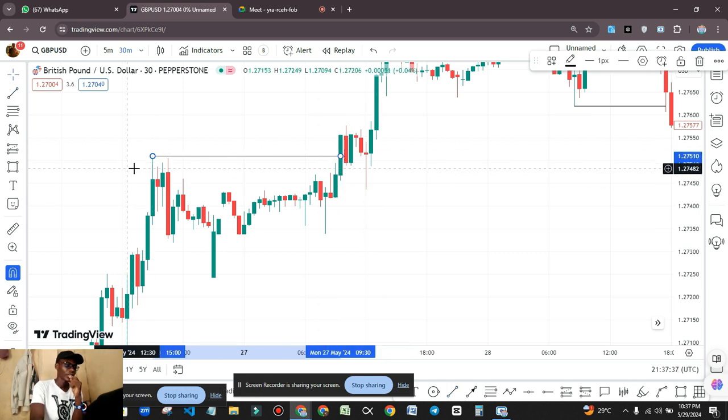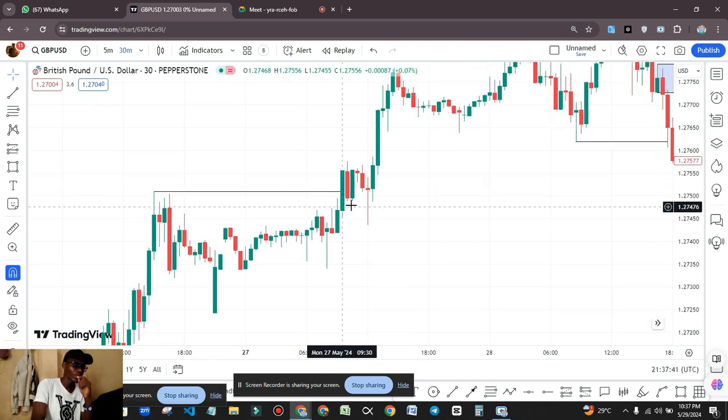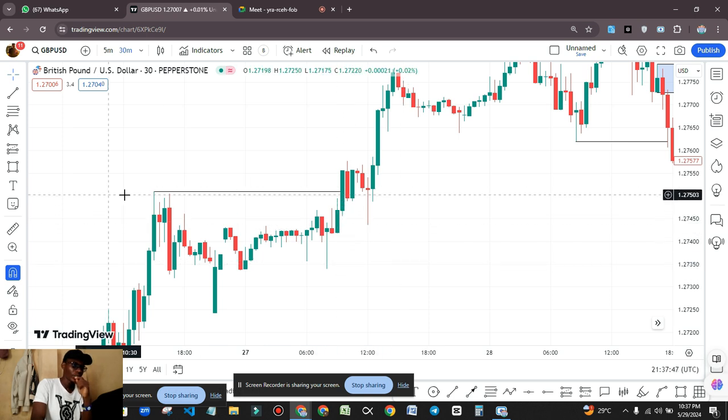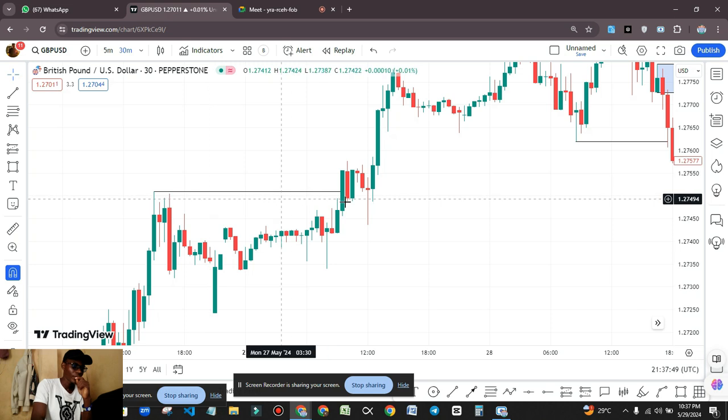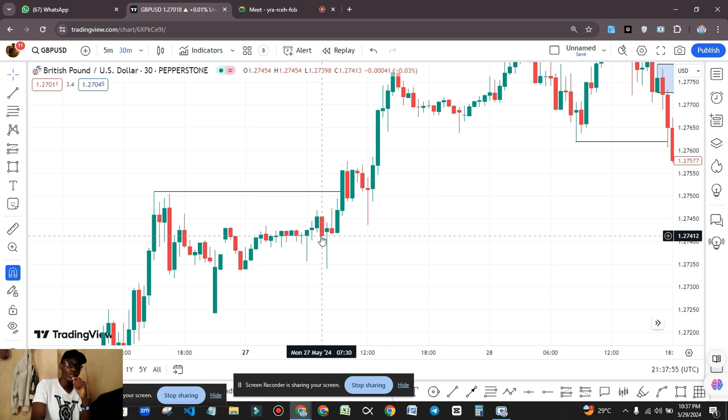So now this is the previous high. When the market breaks this high, where is the order block here? How do you know, if you are following? After the market broke this high, where is the red candle? Is it this one? Like this one? No. This one? Yeah, this one.